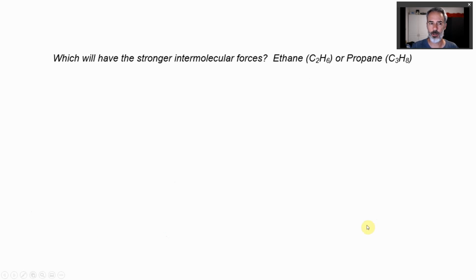So let's try this out. Which of these two will have stronger London dispersion forces? Ethane, which is a nonpolar molecule, or propane, which is a nonpolar molecule? Well, the answer is definitely propane. Why? Because propane has 3 carbons and a whole bunch of hydrogens. All of those carbons and hydrogens have electrons in them, and they happen to have more electrons than ethane does.